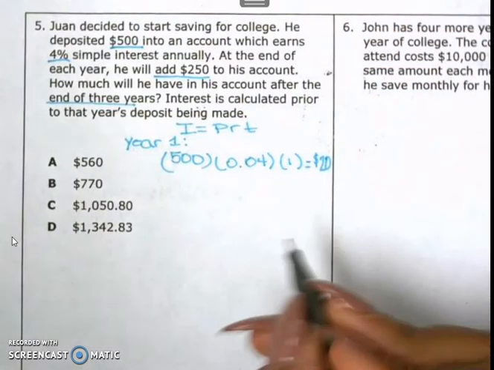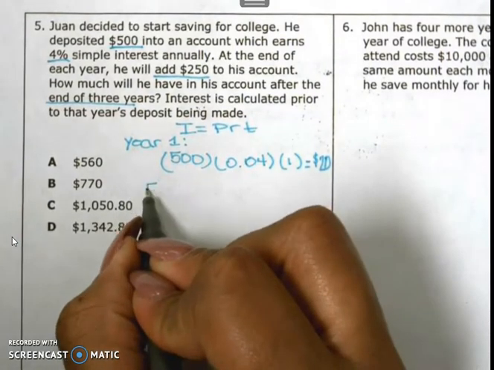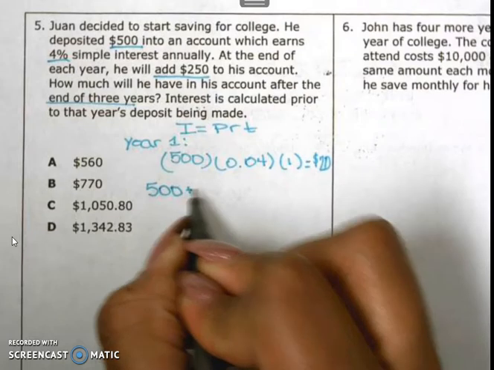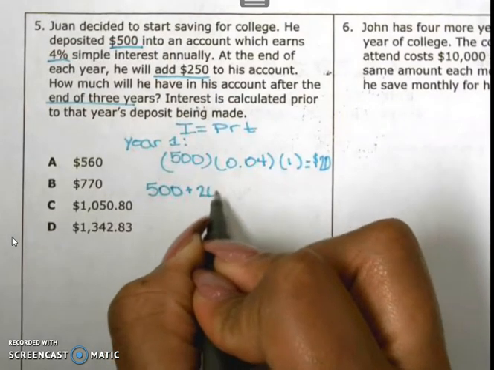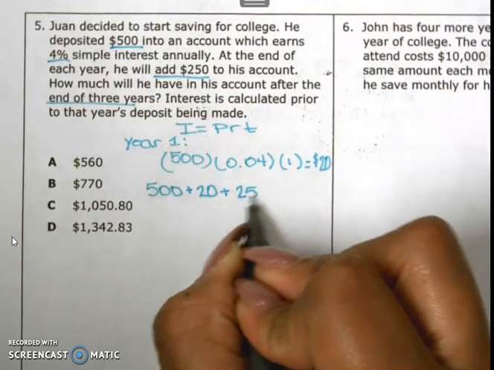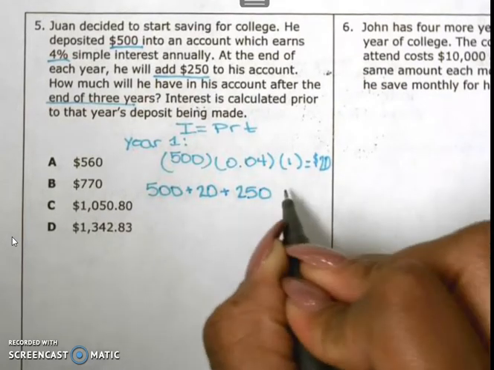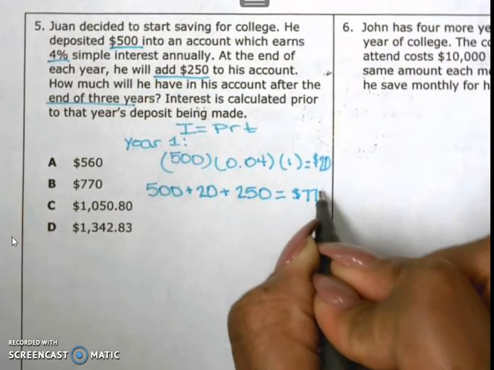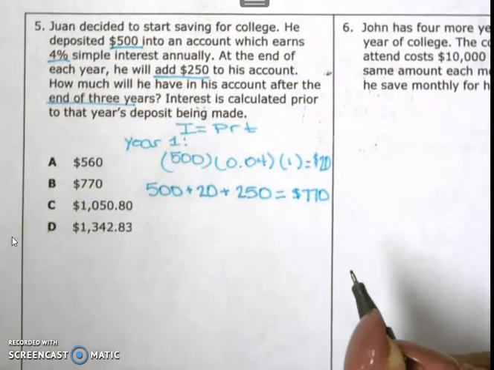So at the end of year 1, I have the $500 of my initial deposit plus the $20 that I've earned in interest, plus $250 that I've added into the account. So I'll have a total of $770 at the end of year 1.